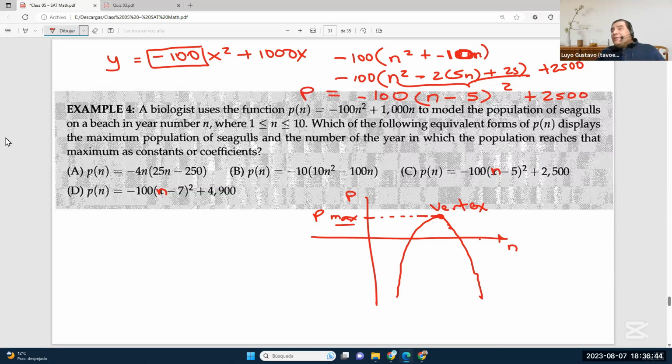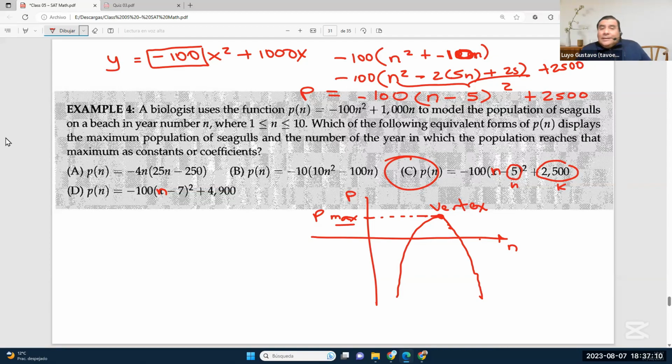So it corresponds clearly, right? This form gives us the vertex, because remember, this is H, and this is always K, right? So the value of P max is the value of K. It would be 2,500. Actually, you could identify that, and it exactly corresponds to option C.